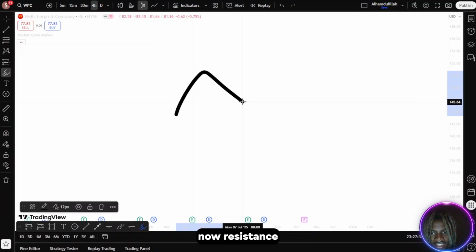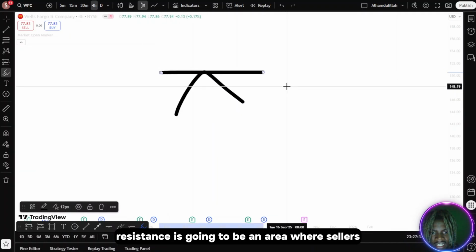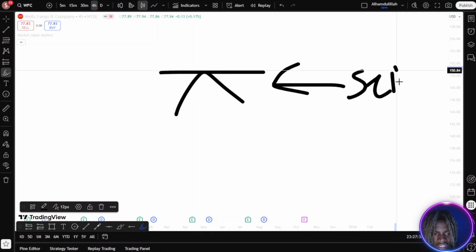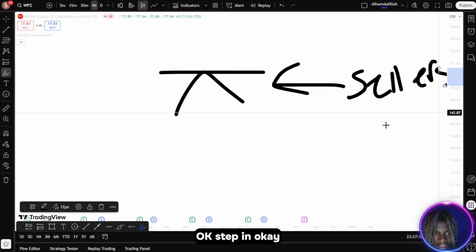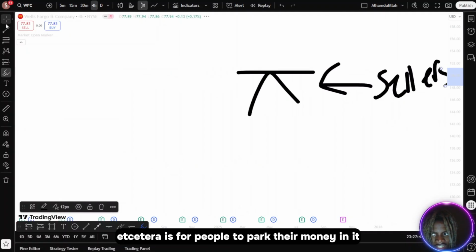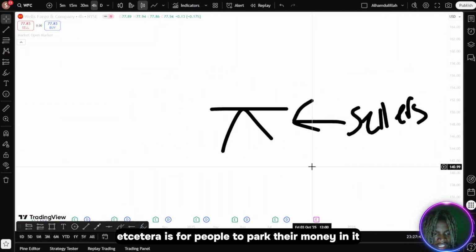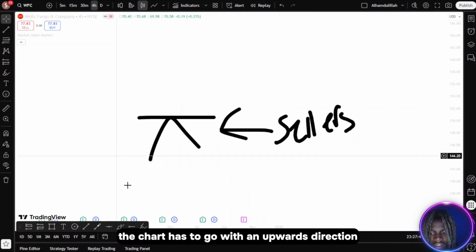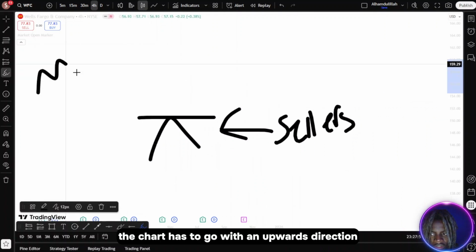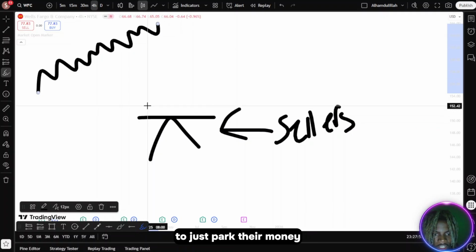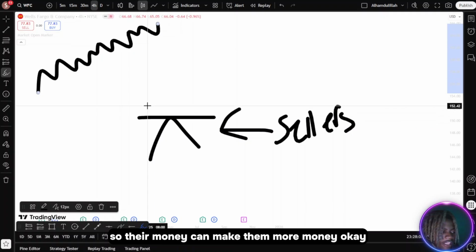Now, resistance. Resistance is an area where sellers step in. And just like we know, the goal of crypto, stocks, etc., is for people to park their money in it and have their money make more money. And for that to happen, the chart has to go in an upwards direction for most players. Not everyone can short. So most people are trying to just park their money so their money can make them more money.